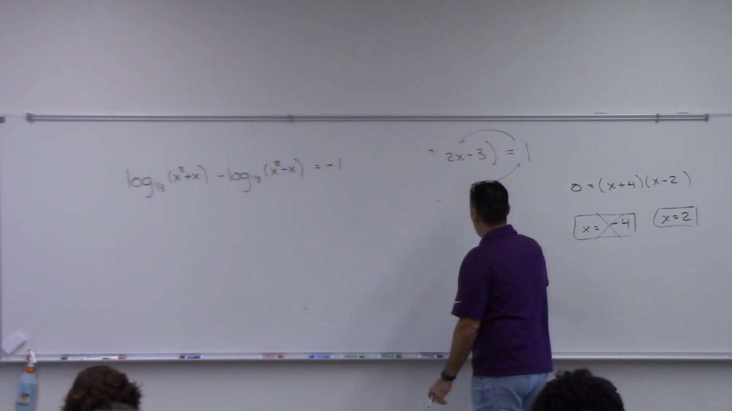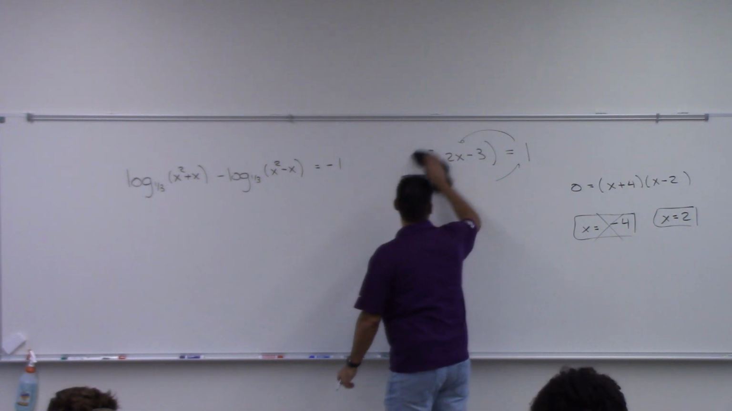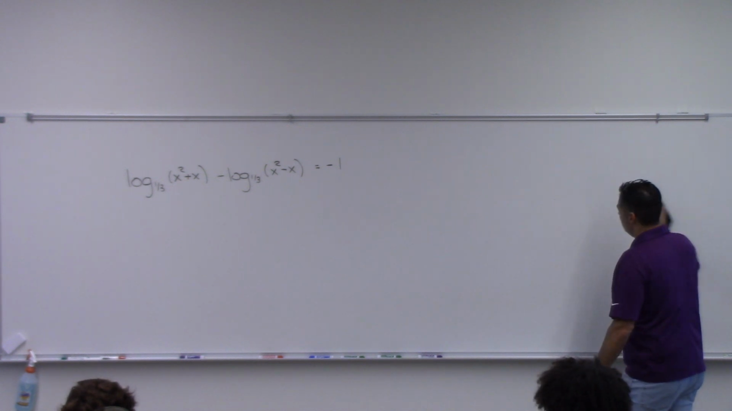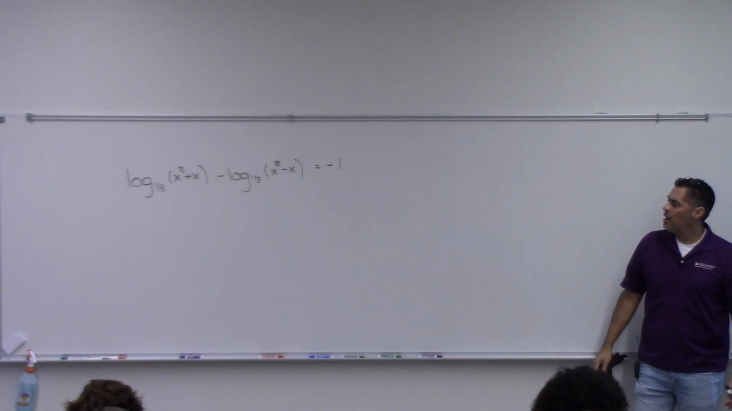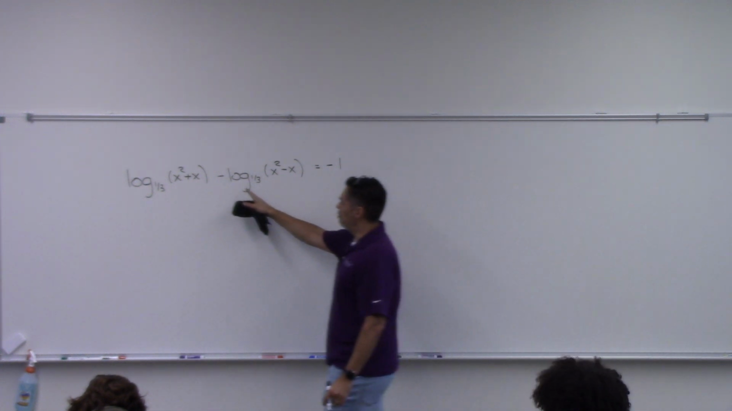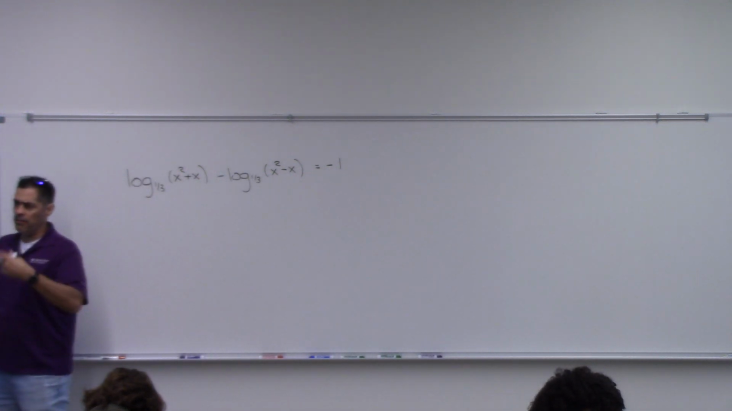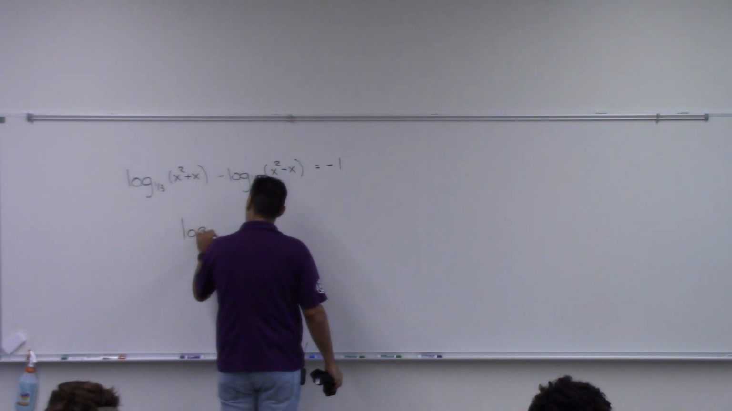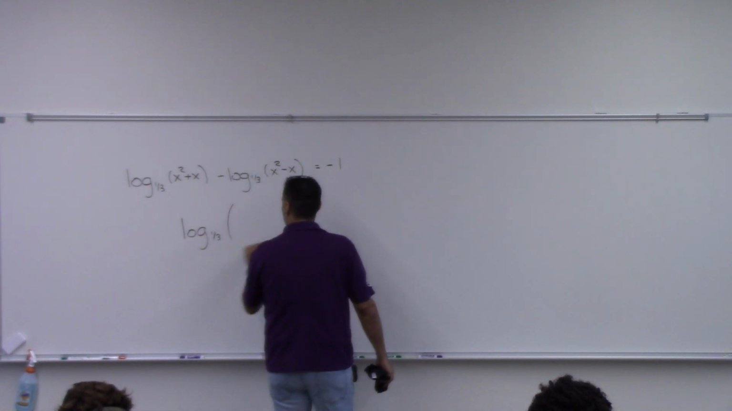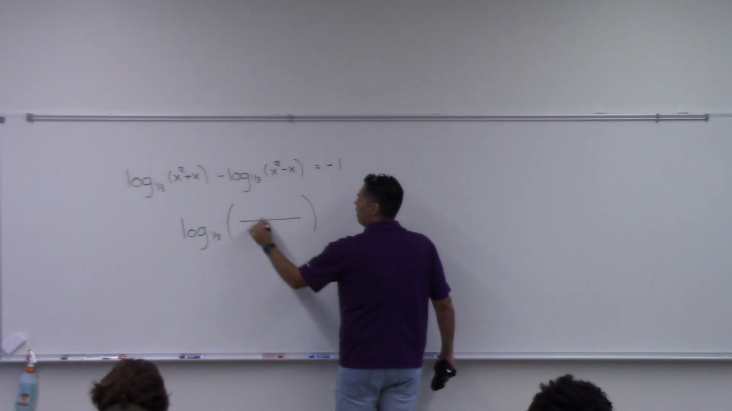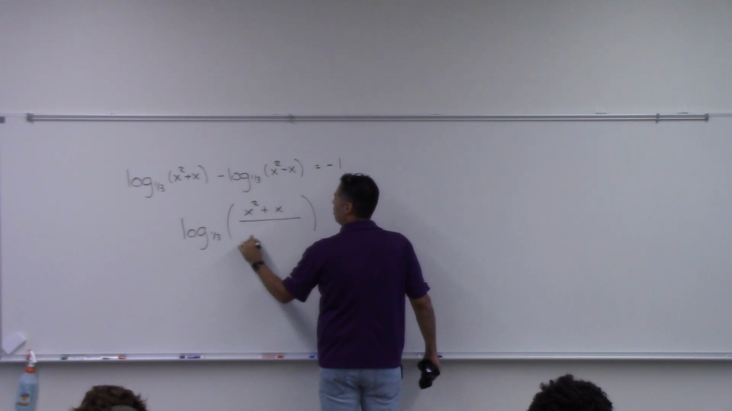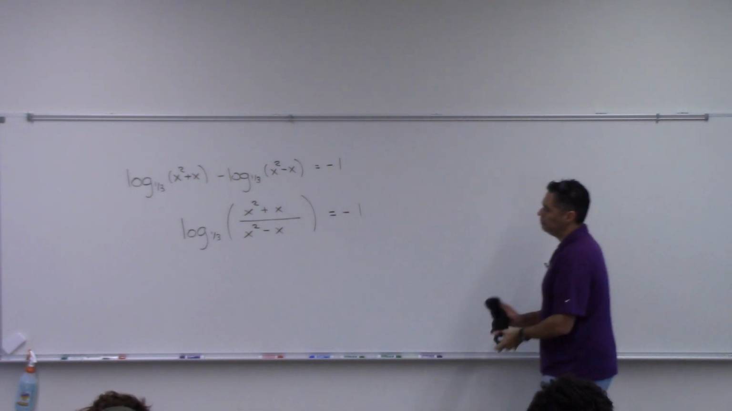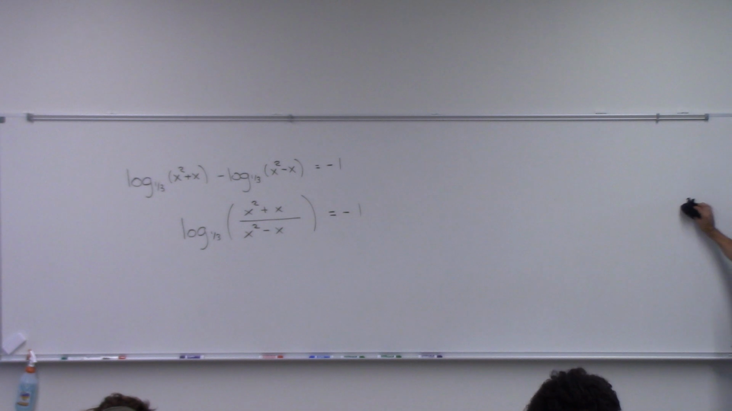All right, I cannot do the loop right now because I have 2 logs on the left-hand side. I really wish it was 1 log, right? Because then I could do the loop. But I can make it 1 log, right? I have subtraction between these two. Subtraction of 2 logs becomes log of division inside of 1 log, right? So log base 1/3 of, let's see here, x squared plus x over x squared minus x, and that must equal -1, right? You all right with that?